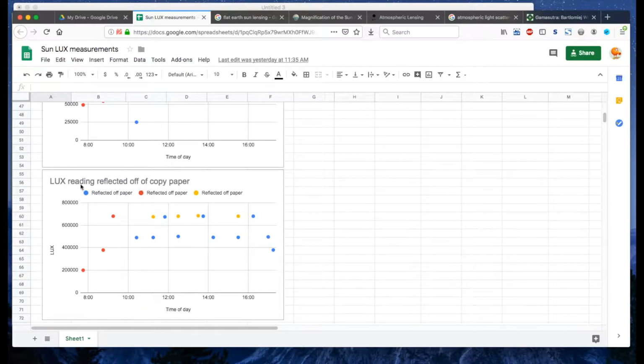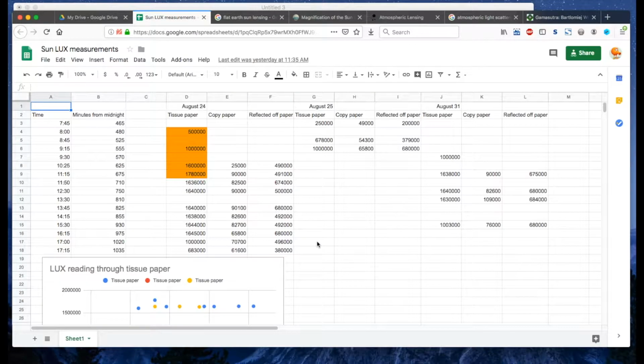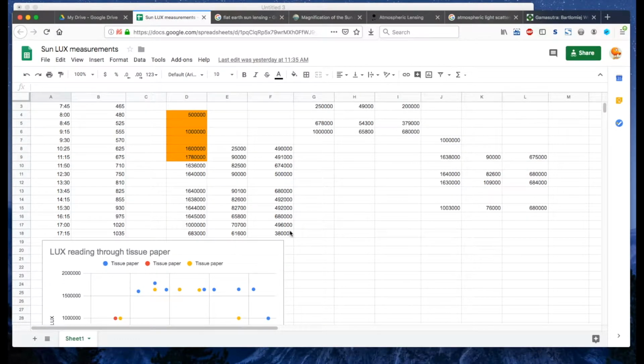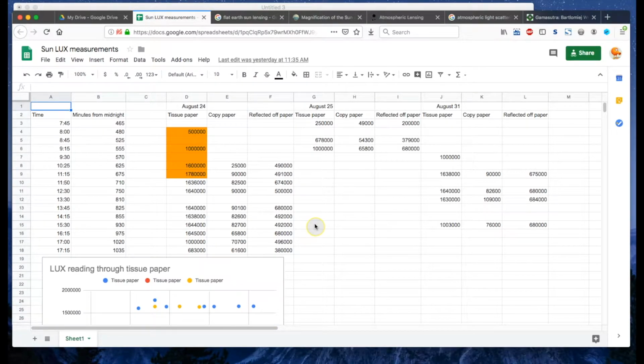And then reflecting off of the copy paper, you can see that it ended up in two basic strata. Now, the reason why they are more or less the same readings is because I did not want to write it 6 decimal places down, and I just rounded it up to the nearest thousand. Generally speaking, I was after more of a trend than I was exact readings. So on 2 separate days, I was getting very similar results.